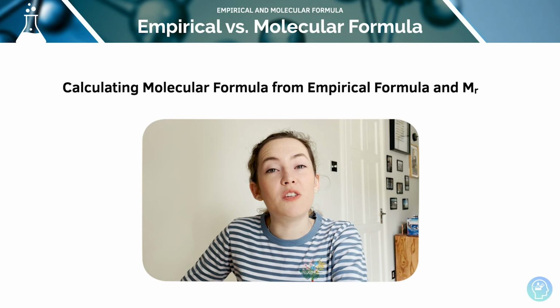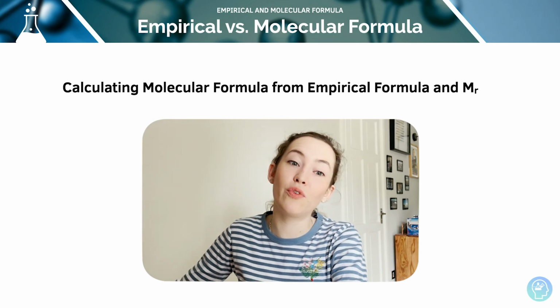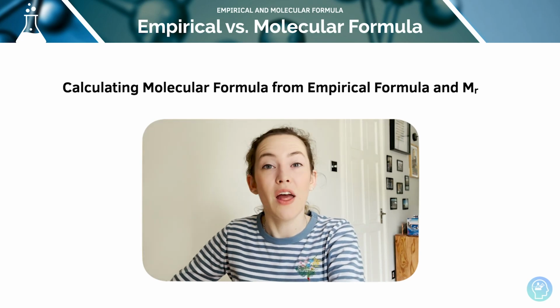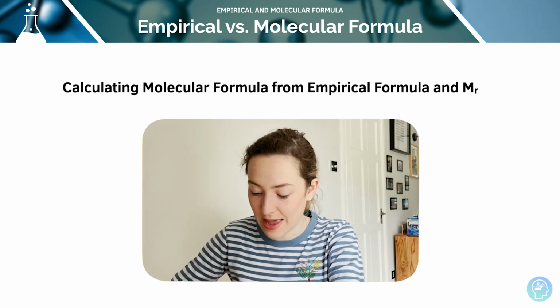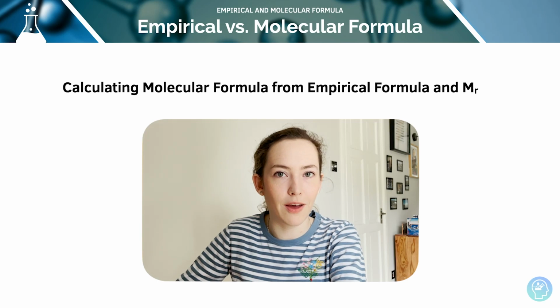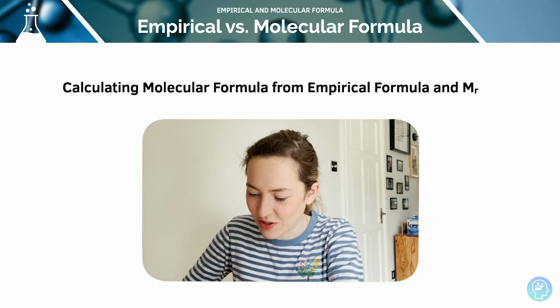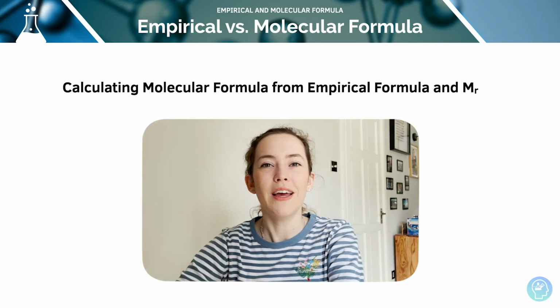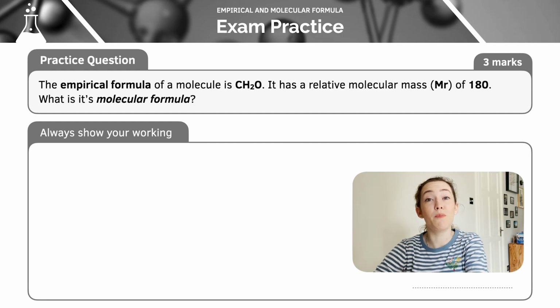One of the key things you need to be able to do is to calculate the molecular formula from the empirical formula and the relative molecular mass, the MR. So the key bits of information we need there, of course, are the empirical formula and the relative molecular mass. If we've got that data, we'll be able to work it out. Here's a practice question, because you may have done this before at GCSE. So pause the video, give it a go, but don't worry, I'll do a worked example as well.